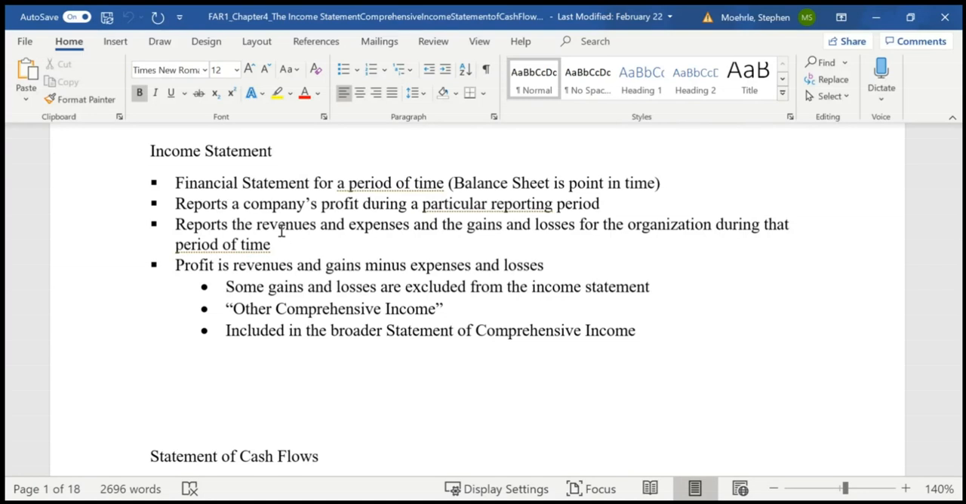One thing we saw in that bullet point is the terms revenues and expenses and gains and losses. Later in this video, you'll learn what distinguishes those terms. Profit is revenues and gains minus expenses and losses. Some gains and losses are actually excluded from the income statement and shown as, quote, other comprehensive income, and included in the broader statement of comprehensive income. You'll see what types of transactions those are and why they're different.